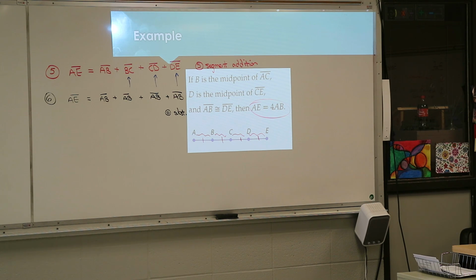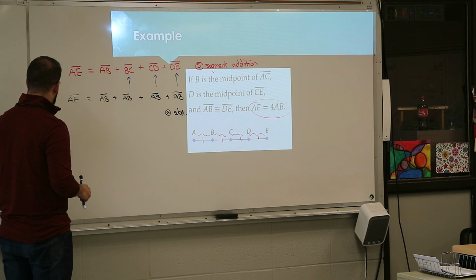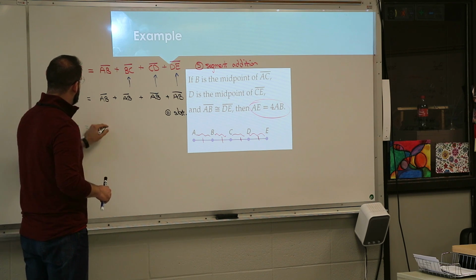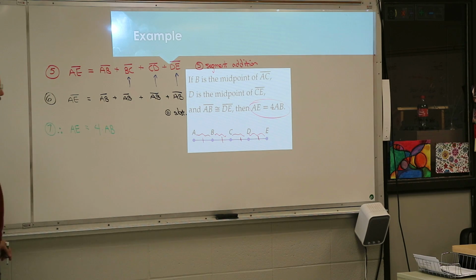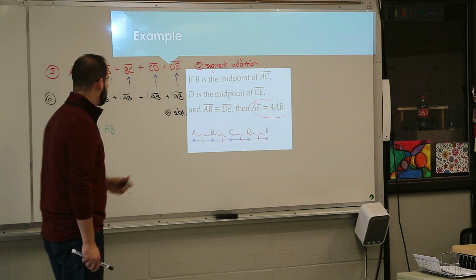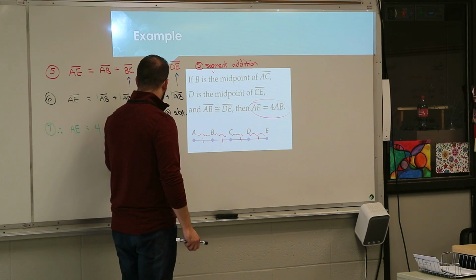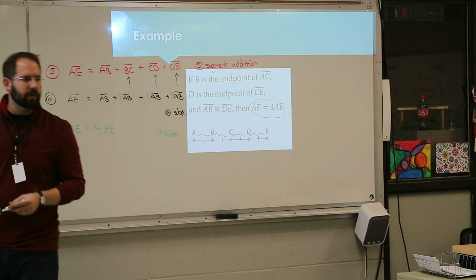Now, what do you get when you add them all up? How many ABs are there? 4. So, this is your last line, line 7. This one actually has one extra step. Dot, dot, dot. Now what you have is AE is equal to 4 ABs, because when you add them up, there's 1 plus 1 plus 1 plus 1. There's all one of these, so that adds up to being 4 of them. And that's doing simple substitution. That's simple arithmetic. Substitution.